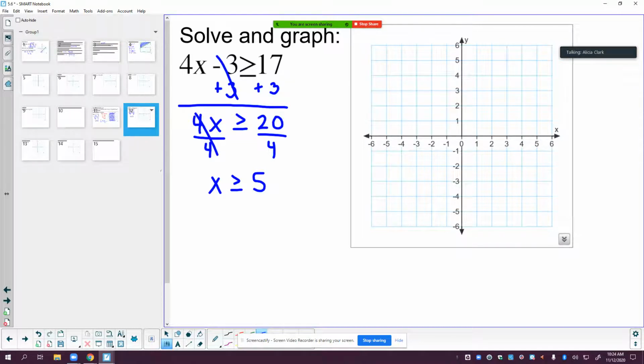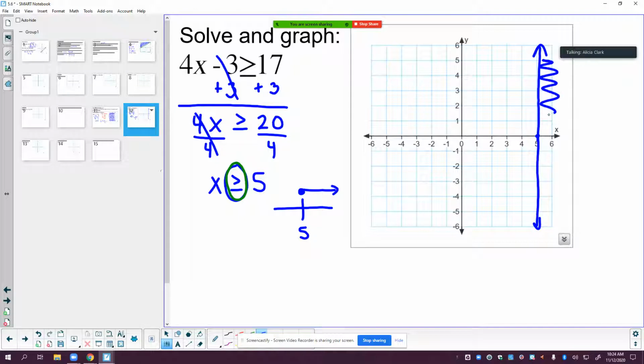So I'm going to go to 5 on my x-axis. Look at my inequality. It has that equal to symbol on there, so that means that it's going to be a solid line. And now x is greater than or equal to 5. If you were drawing this on a number line, you would have put your closed point at 5 right here, and you would have drawn your arrow going to the right. You can do that same thing here, and you can go ahead and shade to the right of the line.